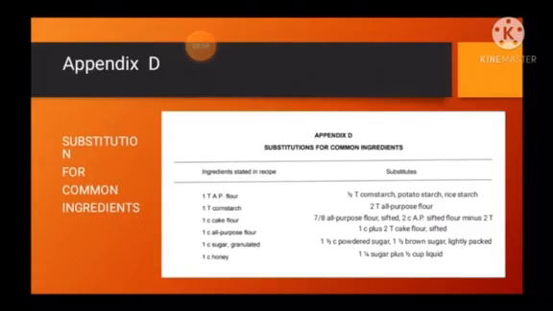For 1 cup all-purpose flour, the substitution is 1 cup plus 2 tablespoons cake flour sifted. For 1 cup granulated sugar, its substitution is 1 1/2 cups powdered sugar or 1 1/2 cups brown sugar lightly packed. For 1 cup honey, its substitution is 1 1/4 cups sugar plus 1/2 cup liquid.